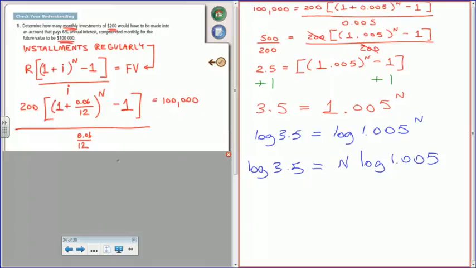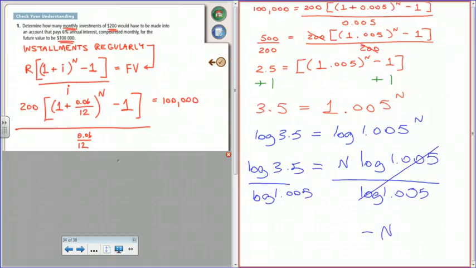Now what? Divide both sides by what you're multiplying by, 1.005 log of 0.05. That cancels and equals. What do we got?